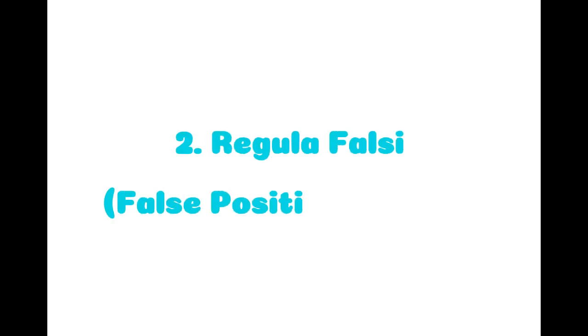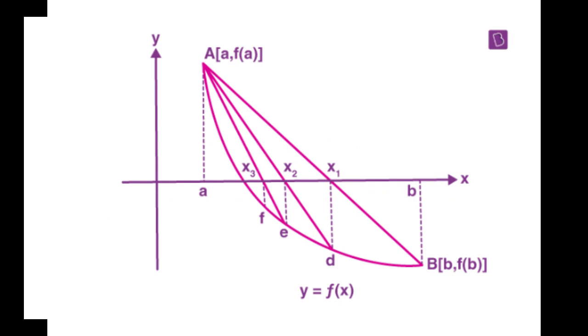Now for the second method, we're using the regula falsi, also known as the false position method, which is one of the bracketing and convergence guaranteed methods for finding real roots of nonlinear equations. The false position method is a bracketing method, which means it starts with two initial guesses, say x0 and x1, such that x0 and x1 bracket the root. For example, f of x0 times f of x1 is less than 0.